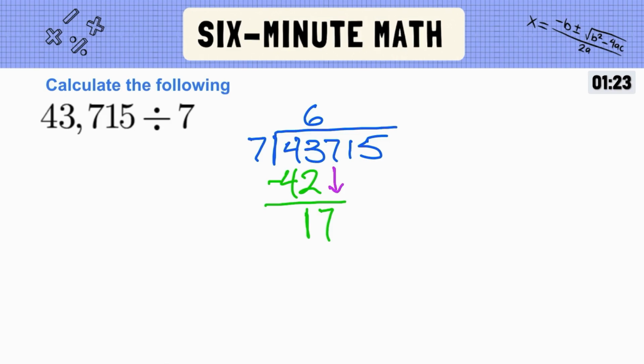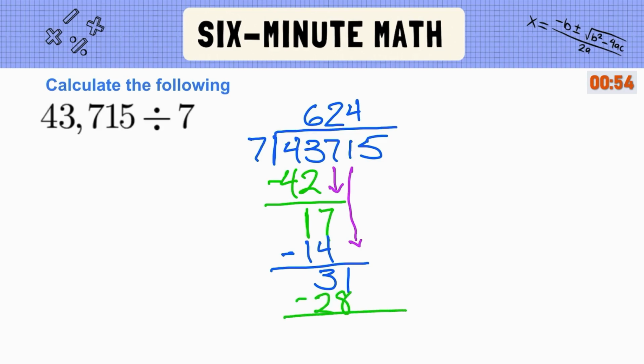How many times does 7 go into 17? It goes in 2 times. 2 times 7 is 14. So I subtract again for 3. I drop my next value. That's a 1. How many times does 7 go into 31? It goes in 4 times. And then I multiply. 4 times 7 is 28. I subtract. 31 minus 28 is 3.